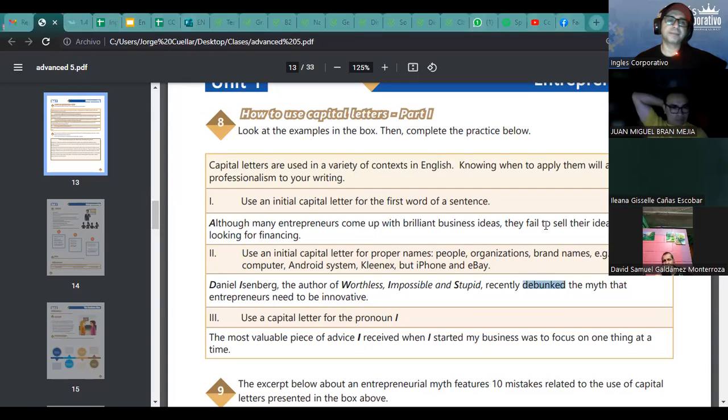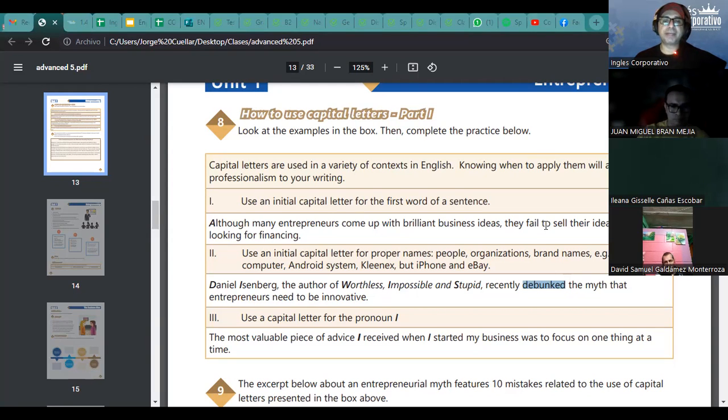Just to have a question for you then. What is debunked? I didn't know the word, but I think it's something like revoke. Oh, yes. Without effect. It's no more acceptable. Very good. So something that you research and then you know what is the truth about that one. You know that now it is a myth because it's not true, right? So that will be it.